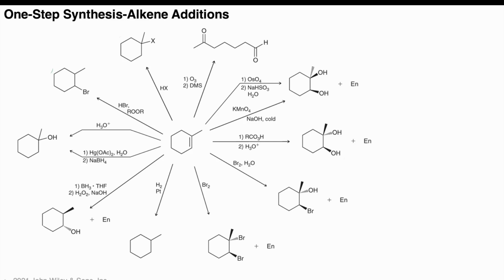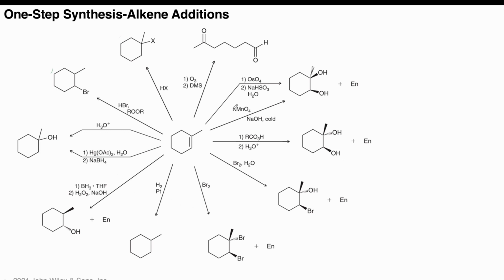The last video focused on one-step syntheses that involved either substitutions or eliminations. This video focuses on addition reactions, specifically to alkenes. Alkenes are functional groups in which there is a carbon-carbon double bond. Addition reactions occur when that pi bond is lost and two new sigma bonds form.